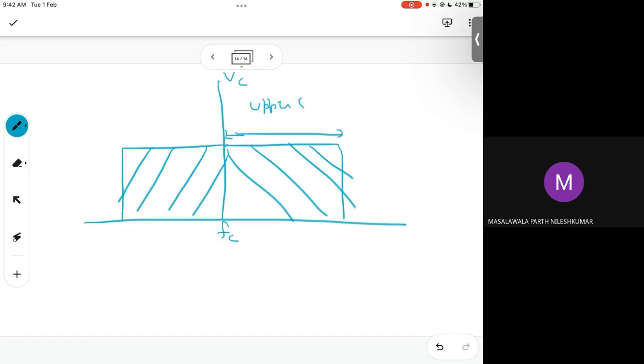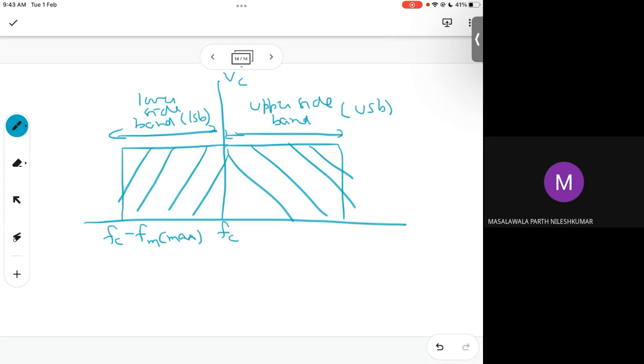So if my message signal consists of various frequencies, let's say in an orchestra, we use this word upper sideband, USB, and the lower sideband. But a single carrier. So obviously my modulated signal will have various frequencies. So here I could have FC minus FM, the maximum value of FM. And here I get FC plus FM, the maximum value of the FM signal. And this is FC.